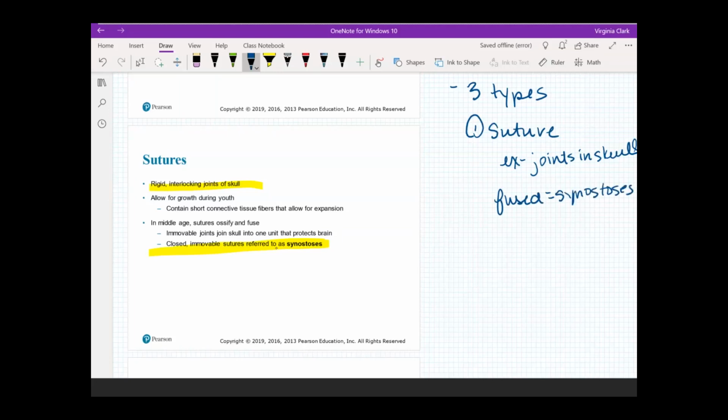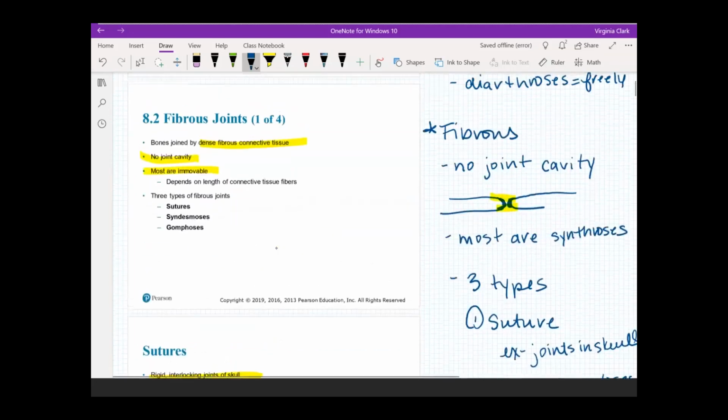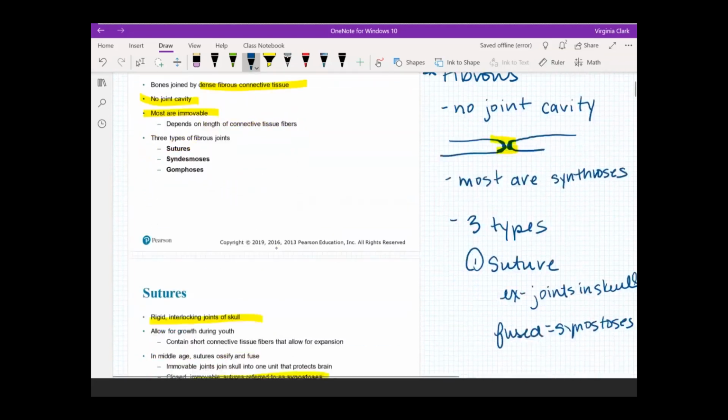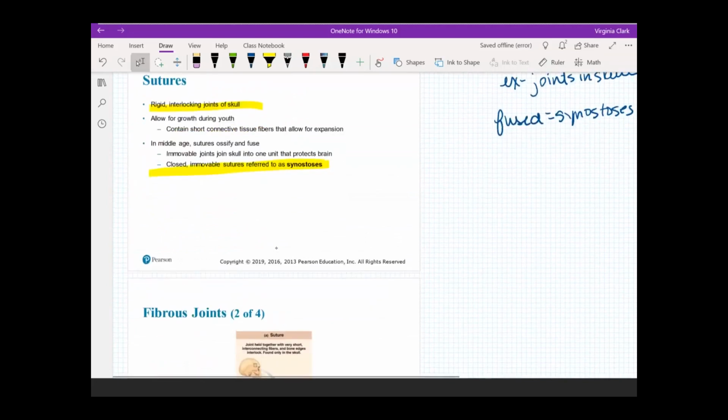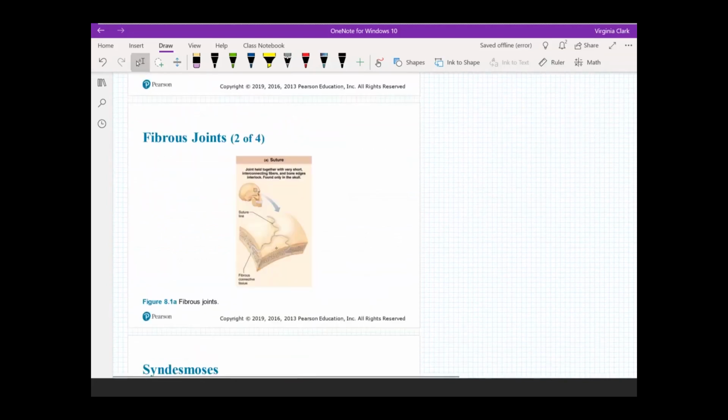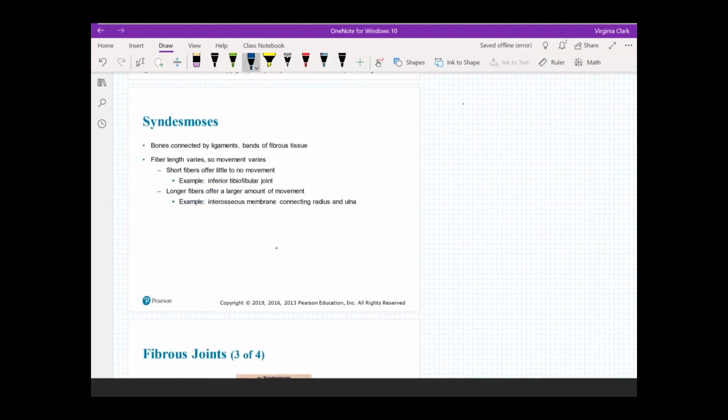So just don't get that confused with a synarthrosis, but sutures will become synostosis. Then the second one we're going to have, here's an example of your fibrous joint. The second type of fibrous joint is going to be a syndesmosis. These are all 15-letter words, and they're all very, very similar. A syndesmosis is going to be connected by ligaments.